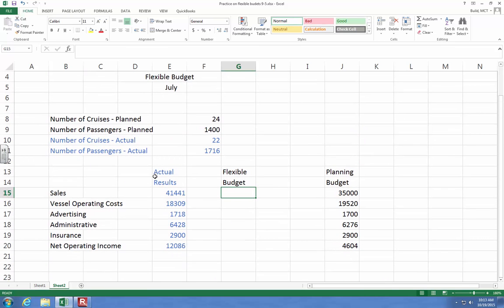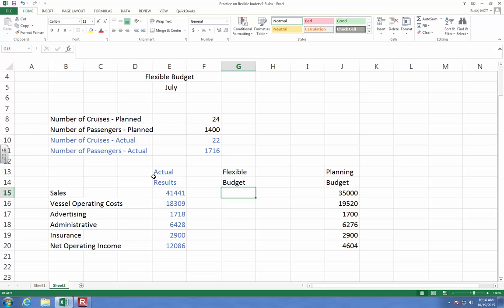Okay, so where I think we left off is we had done the planning budget. This is 9-5. This was our last reinforcement from this unit. And then I gave you the actual numbers. So really all we had to do was the flexible budget. What level am I doing the flexible budget at? In other words, what activity drivers am I using?